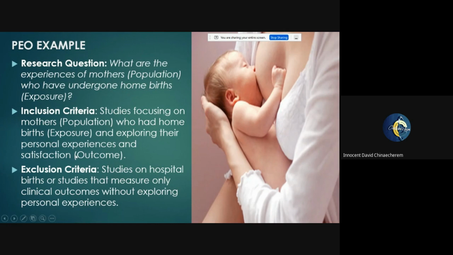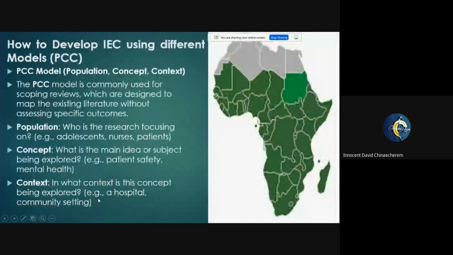And here's another beautiful example where we are looking at a question, which is: what are the experiences of mothers, which is the population, who have undergone home birth? So in this scenario, studies focusing on mothers is the population, who had home birth exposure, and personal experiences and satisfaction is the outcome. So our exclusion criteria here could be studies on hospital births, or studies that measure only clinical outcomes without exploring personal experiences. That could be.